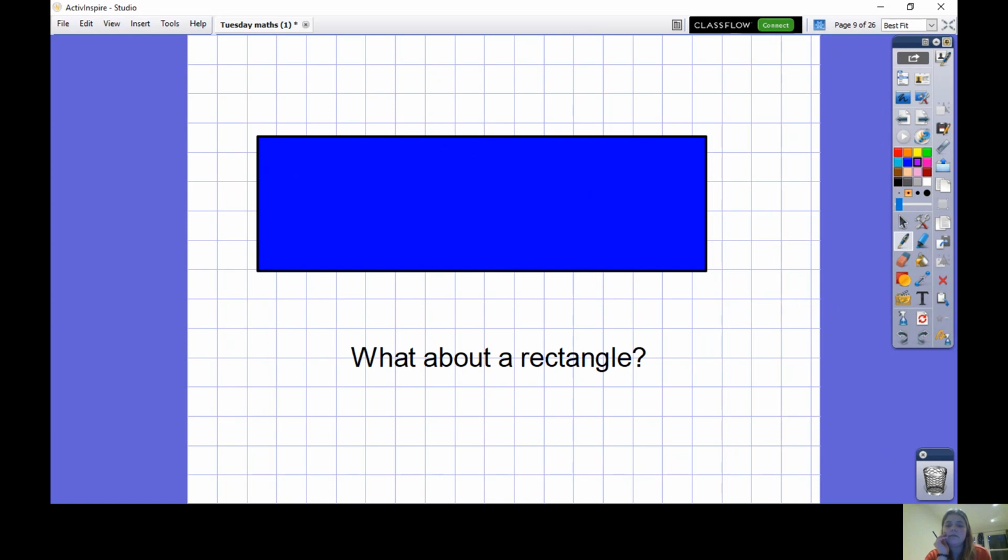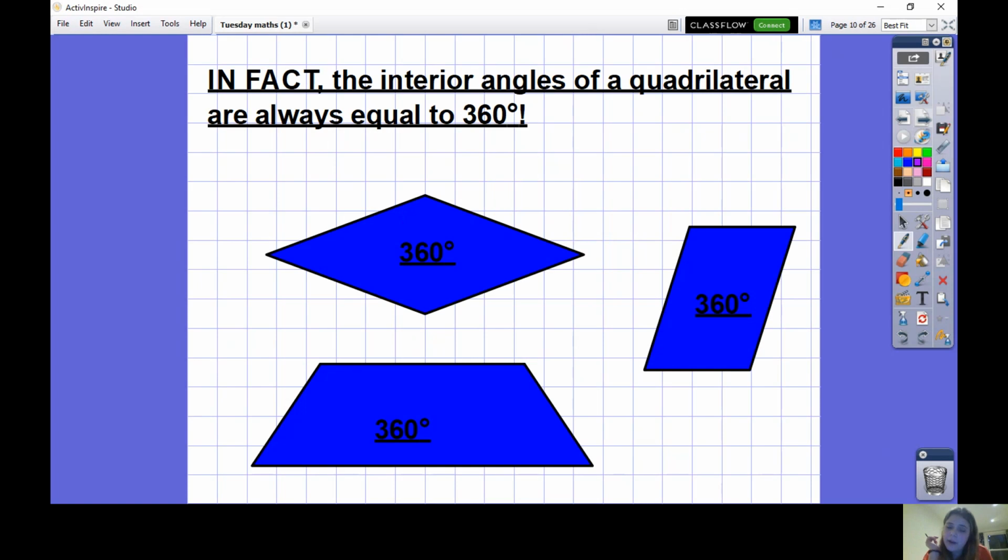How about a rectangle? What do the interior angles of a rectangle add up to? Well, in a rectangle, again, we have 4 right angles. So the interior angles of a rectangle are also 360 degrees. You can probably tell where I'm going with this, but in fact, the interior angles of all quadrilaterals, remember that's 4-sided shapes, add up to 360.